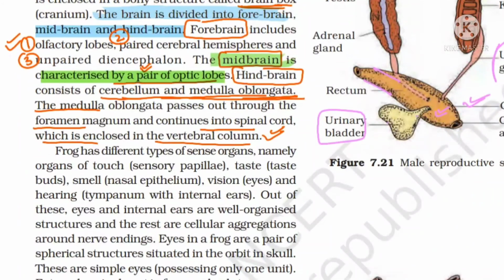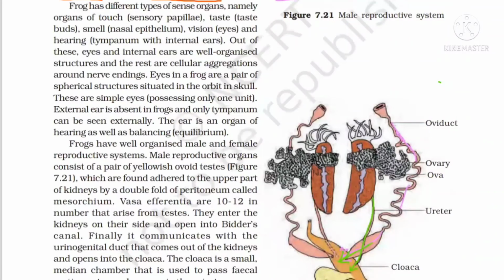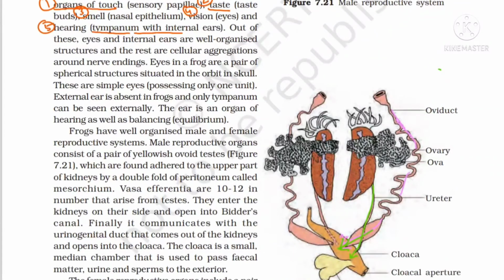Understood up till here? Yes, ma'am. Now see the sense organs. For touch, they have sensory papillae. For taste, they have taste papillae, taste buds. For smell, nasal epithelium. For vision, they have eyes. And for hearing, they have tympanum with internal ears. Eyes and internal ears are the only well-organized structures.